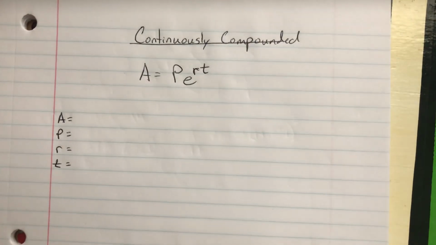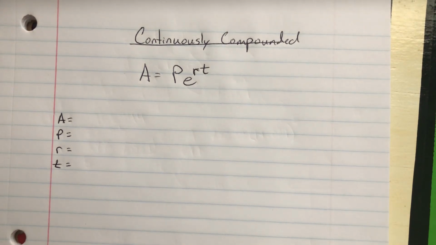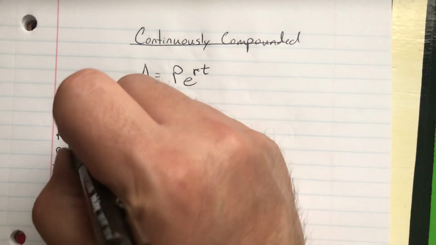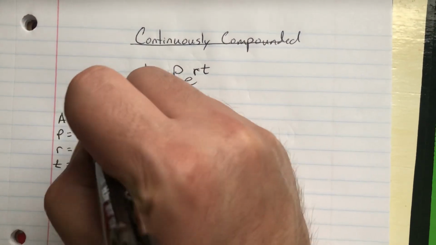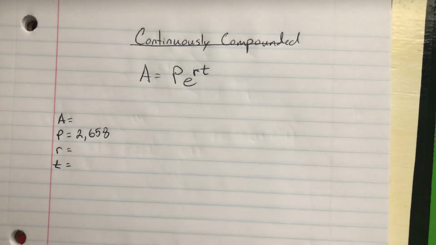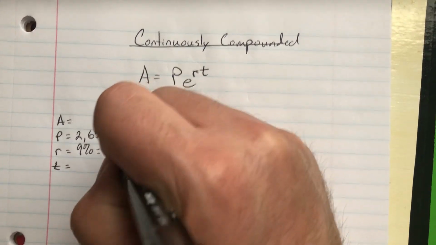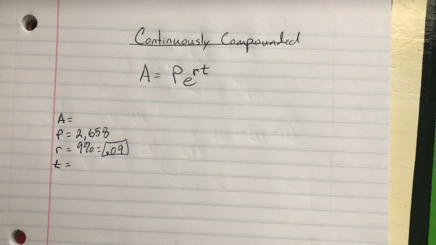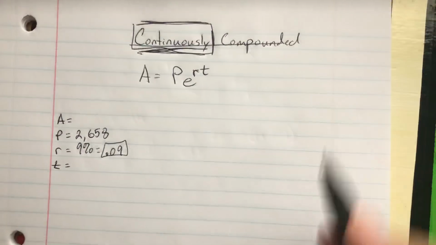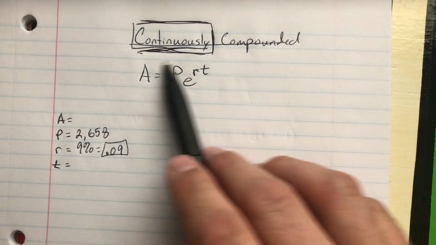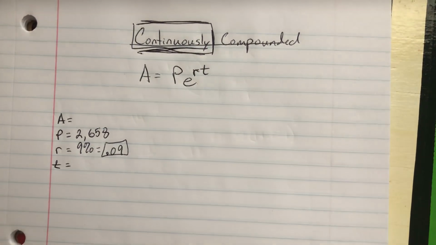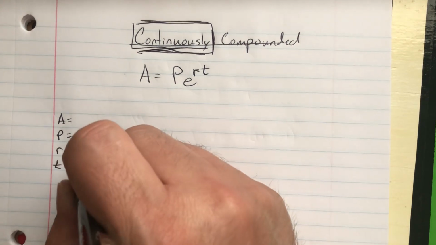And so if I have a problem, it says Jasmine invests $2,658. So that is my principal amount, my initial amount, into a retirement account with a fixed annual rate of 9%. So that's my rate, 9% as a decimal, 0.09. And it is compounded continuously. So that is the key word, continuously. If you read that it is compounded continuously, this is the formula we have to use. It says, what will be the account balance after 15 years?